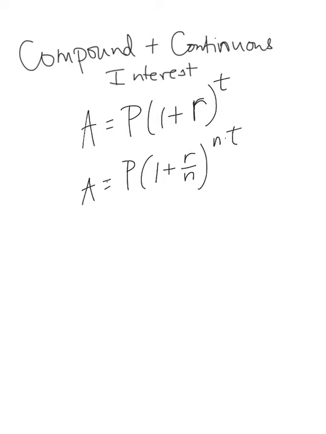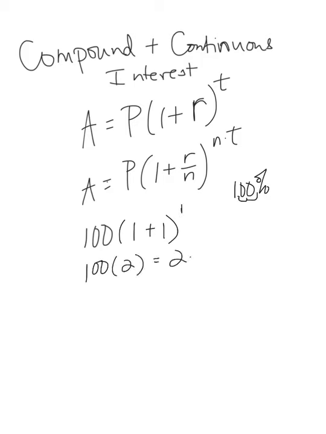Now let's say you deposit $100 into an account, and the bank generously gives you a 100% interest rate for the year. So that's going to look like 1 plus, we know 100%, move it back twice, it's just 1. And after 1 year, this will just be 100 times 2, you'll have $200. So your money doubled.